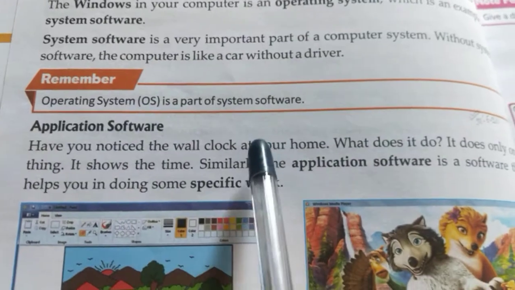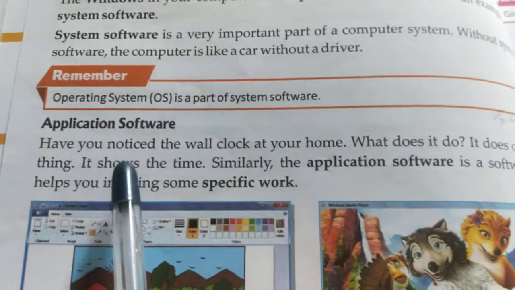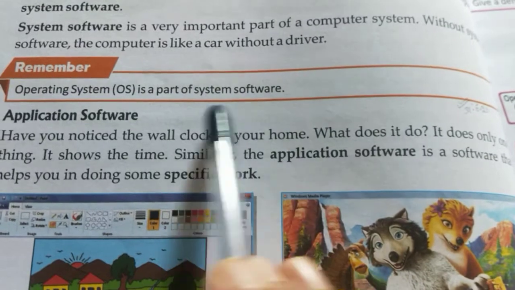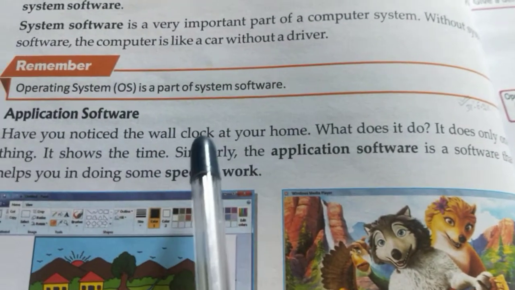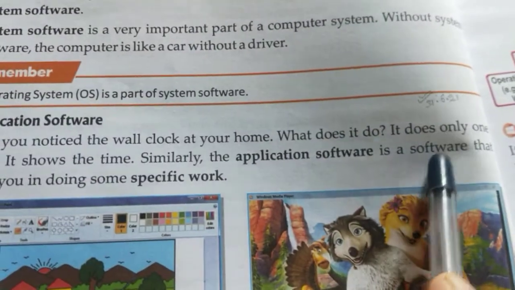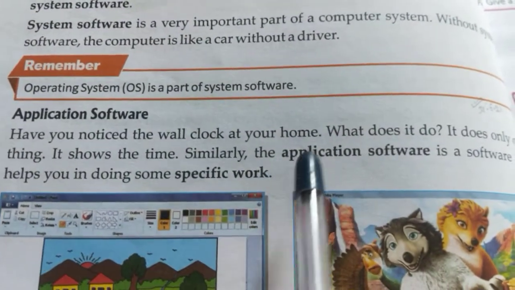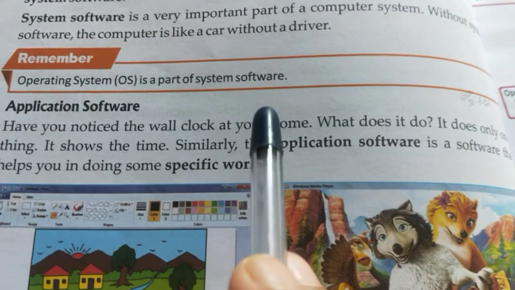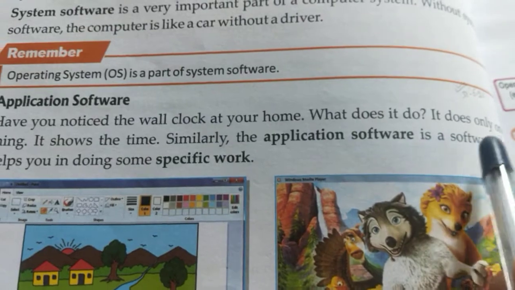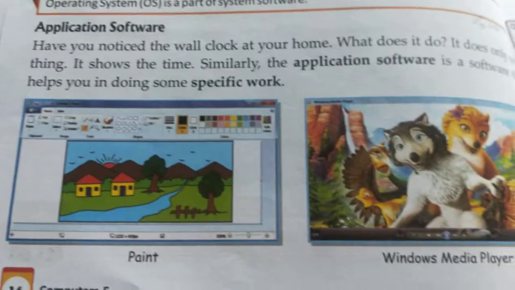Have you noticed the wall clock at your home? What does it do? It does only one thing. It shows the time. So the function of the wall clock is to only show time. It does not do any other thing from that. Similarly, the application software is a software that helps you in doing some specific work. So just like the wall clock does only one specific function, similarly, the application software also does only some specific work.